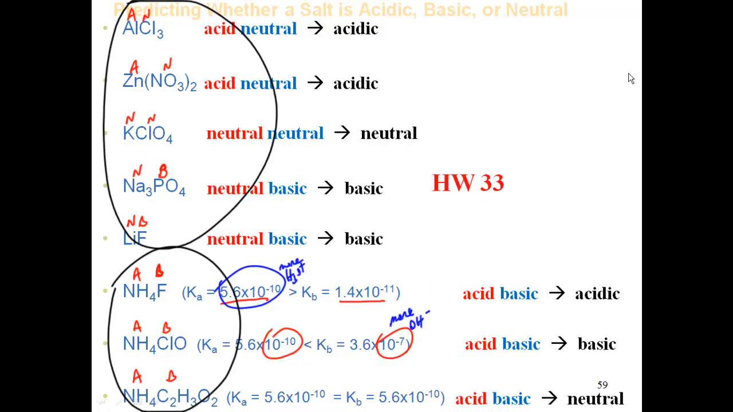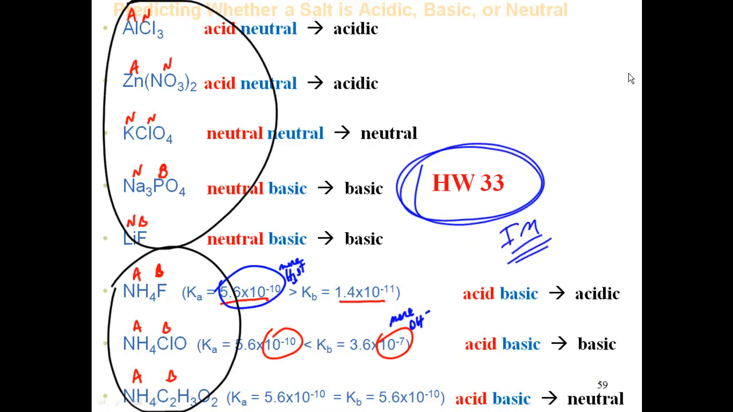Homework 33, as I mentioned earlier, is a very important homework. Extremely important homework set. You need to be able to look at a species and decide if it's an acid or base, because later on when we do neutralization reactions, you're going to come up with a product. You have to look at that product and say, is that just a neutral salt, or an acidic salt, or a basic salt, before I can go on to my hydrolysis?